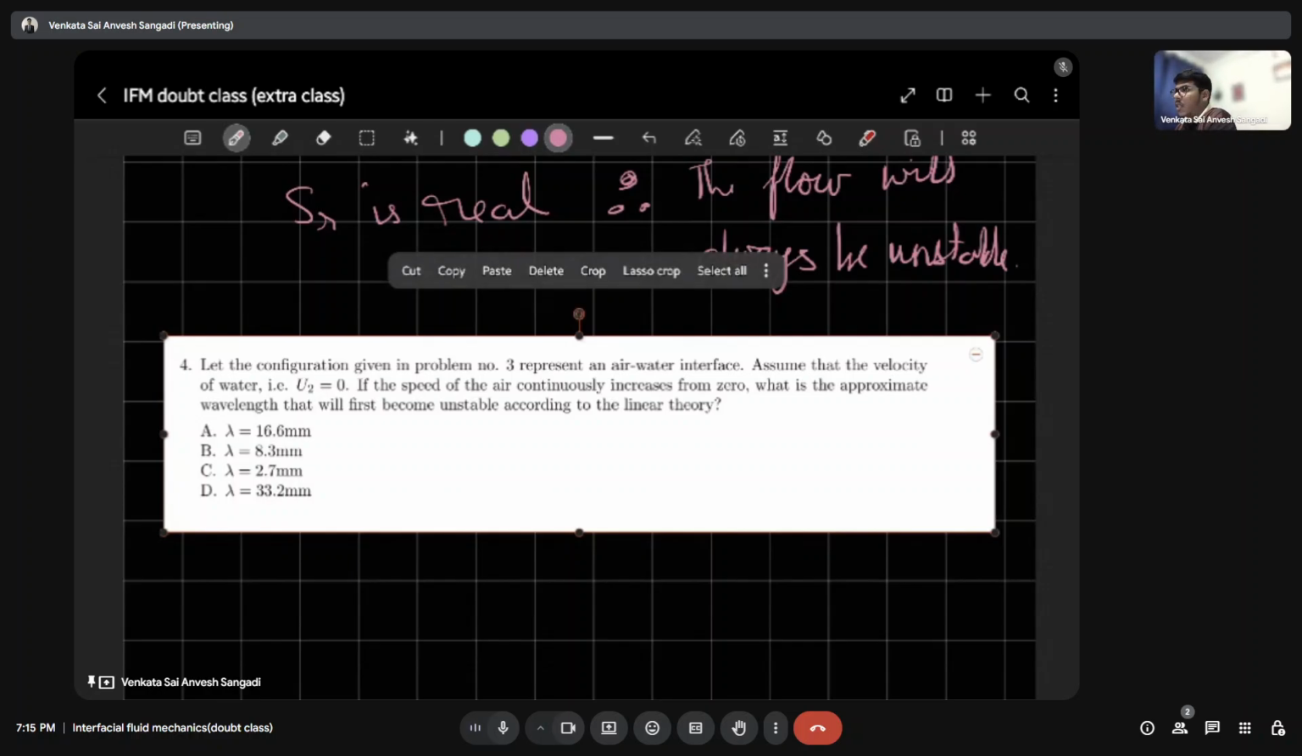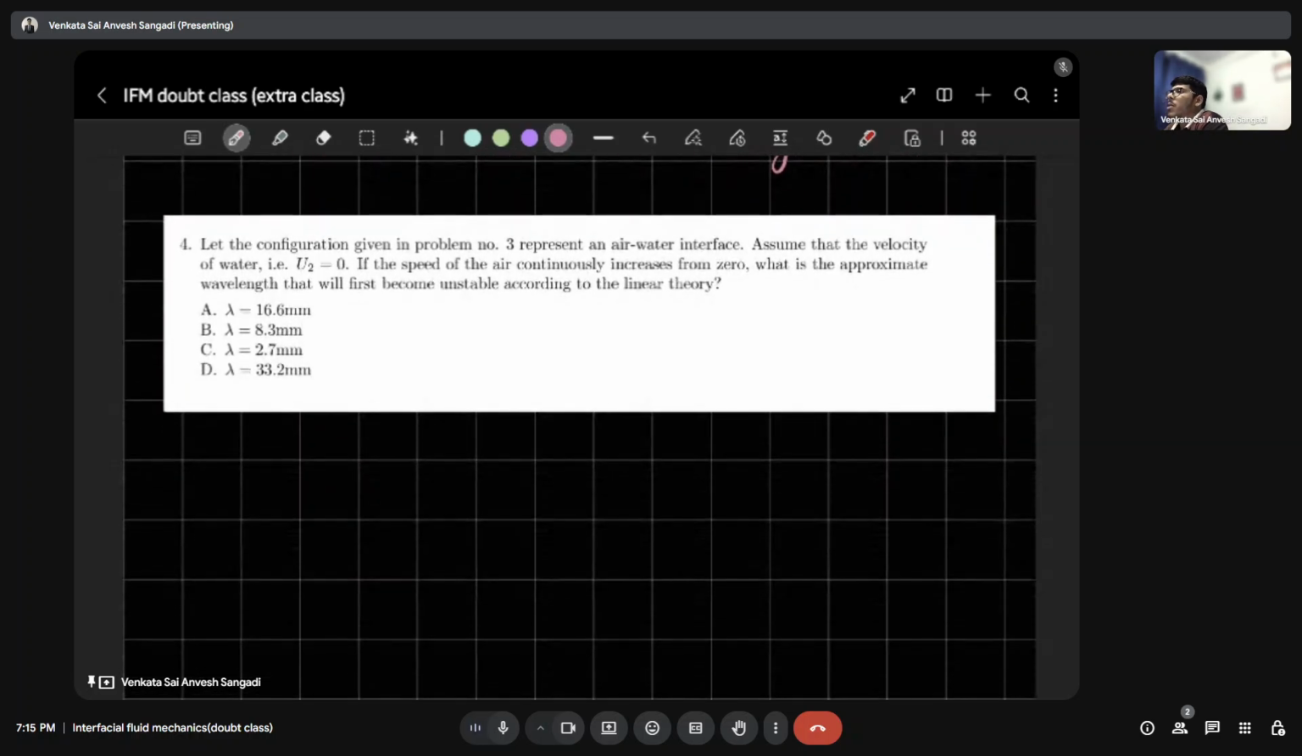So let's see the fourth question. The fourth question says, let the configuration given in problem 3 represent an air-water interface. Assume the velocity of water U2 be 0. If the speed of the air continuously increases from 0, what is the approximate wavelength that will first become unstable according to linear theory?